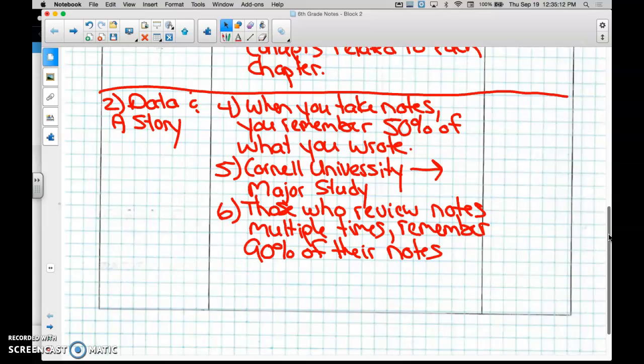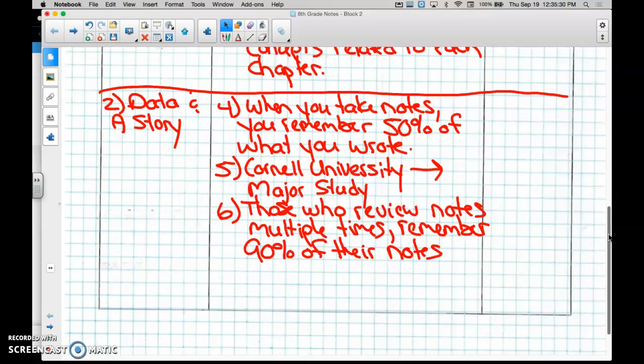Okay, then I told you the story about this guy at Cornell who did research because his kids were failing his class all the time. And he did research trying to figure out how to make kids pass his class. I remember he had a group of kids who every day took notes and left. And then the other group of kids stayed and reviewed their notes every single day for the whole semester.